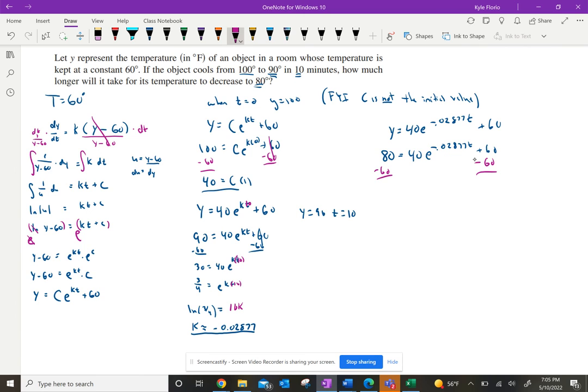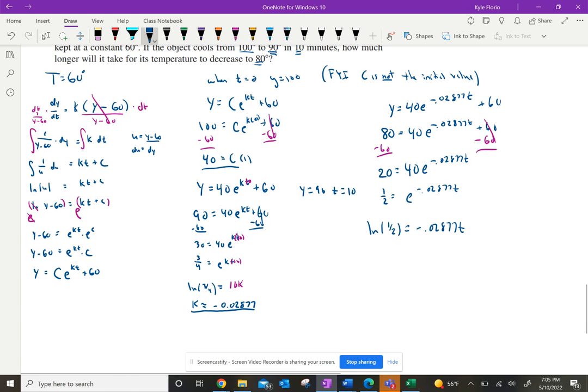So subtract 60 on both sides. 80 minus 60 is 20. And then divide both sides by 40, you get a half. Natural log both sides. Get rid of the e. And then divide both sides by that negative 0.02877. And put it in the calculator, and we got about 24.09 minutes. So when will it be 80 degrees? In about 24.09 minutes.